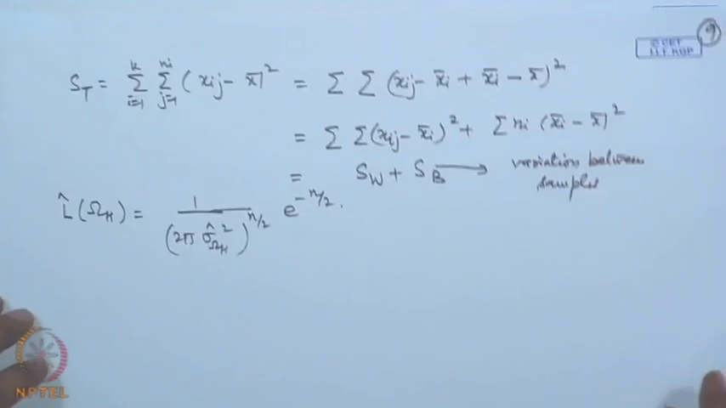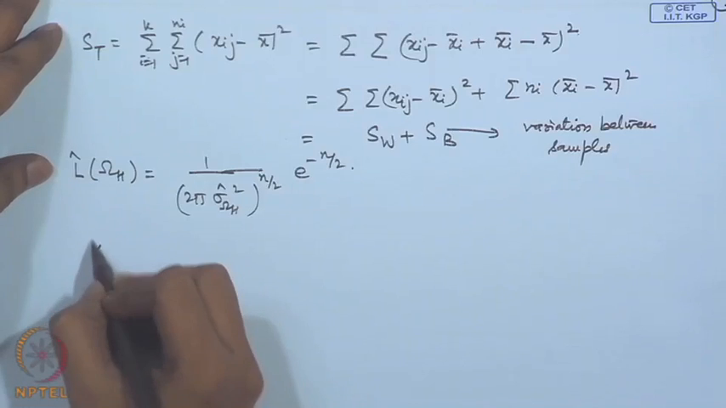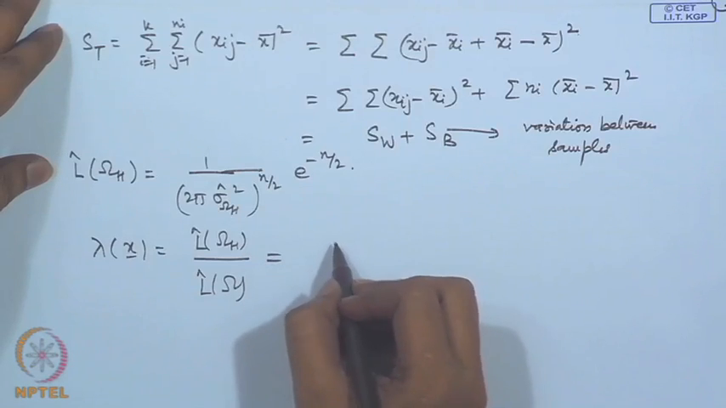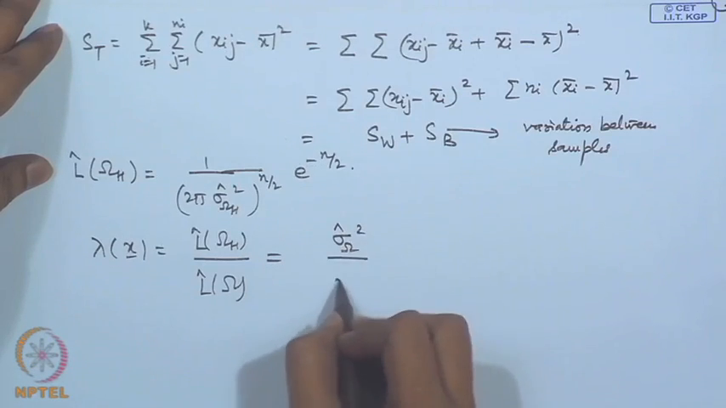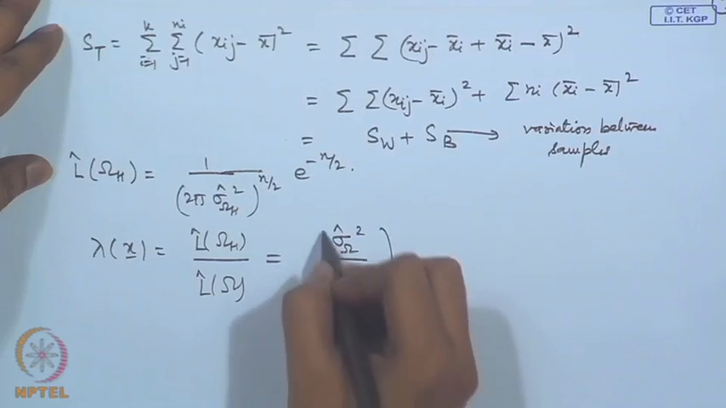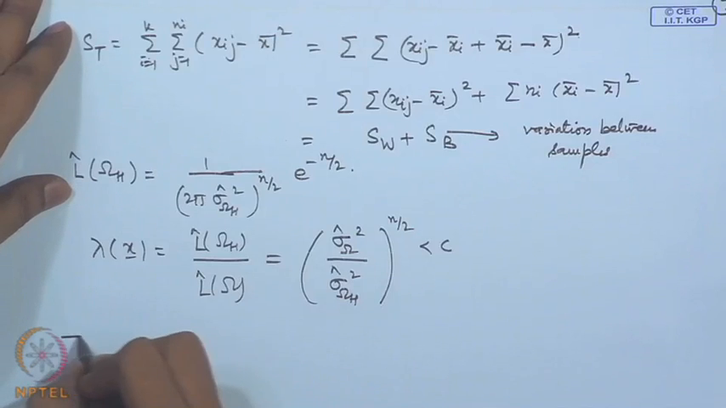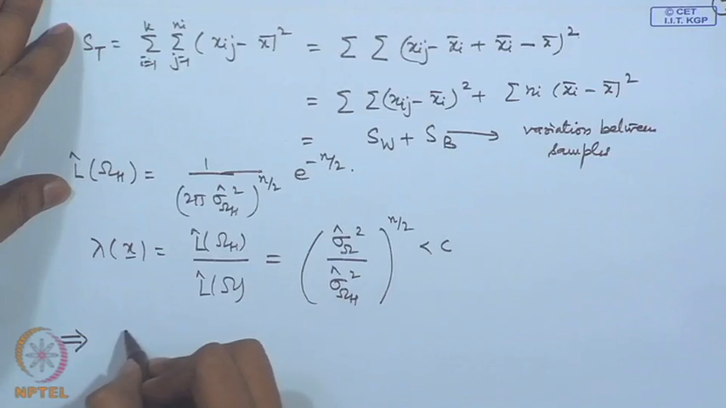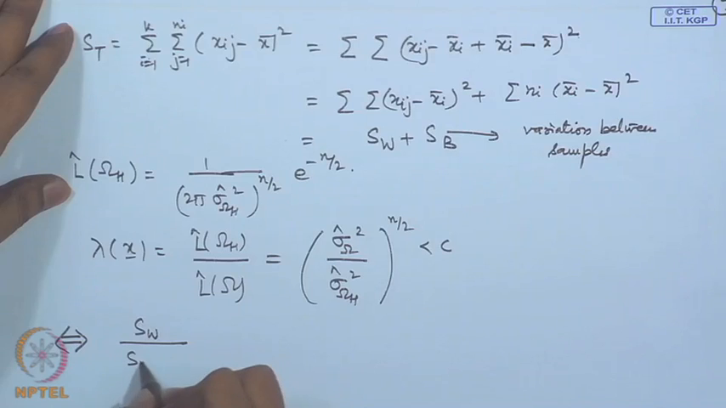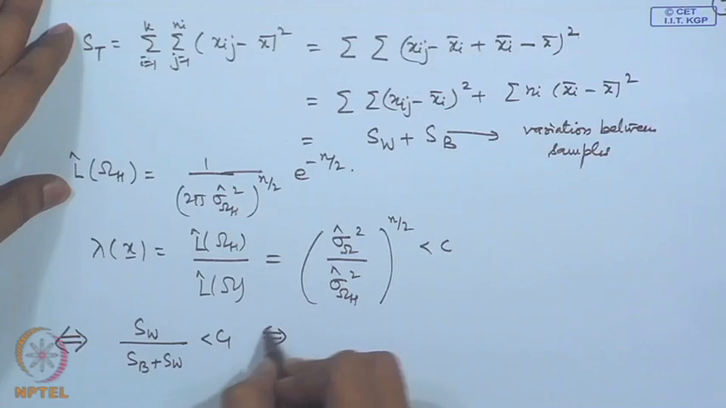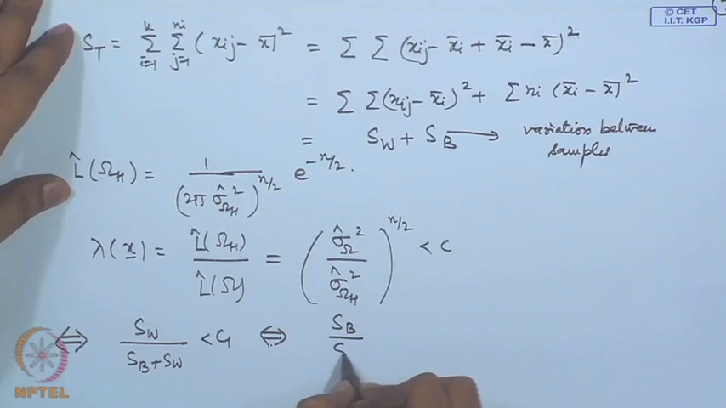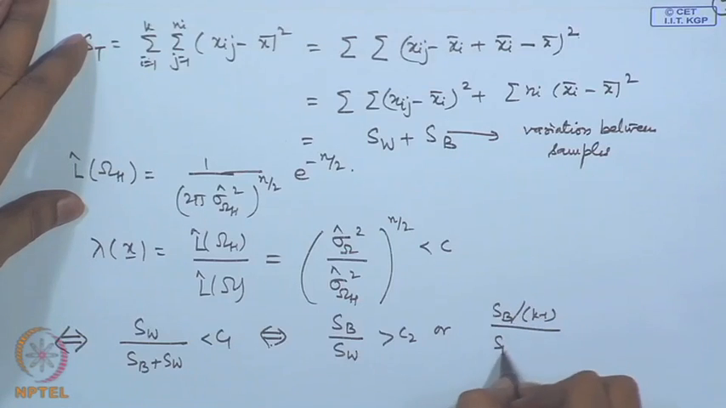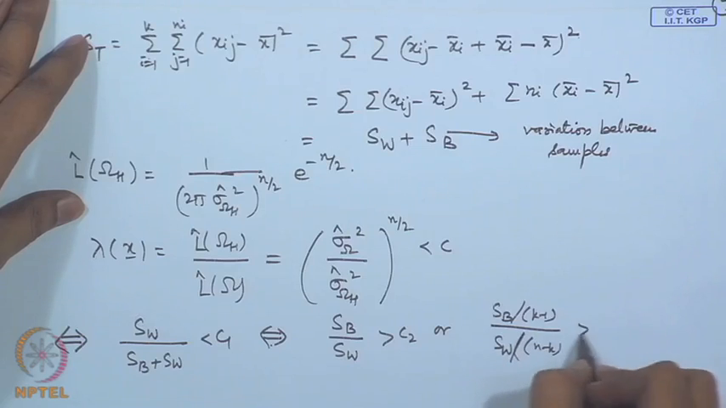Therefore, the form of the likelihood ratio test, that is lambda x, that is L hat omega_H by L hat omega, becomes equal to (sigma omega hat square by sigma omega_H hat square) to the power n by 2 less than c, which is equivalent to, because of writing down this expression, S_w divided by S_b plus S_w less than C1. Then you take the reciprocal and subtract 1. So, you get greater than C2, or we can write (S_b divided by k minus 1) divided by (S_w divided by n minus k) greater than, say, some C3.